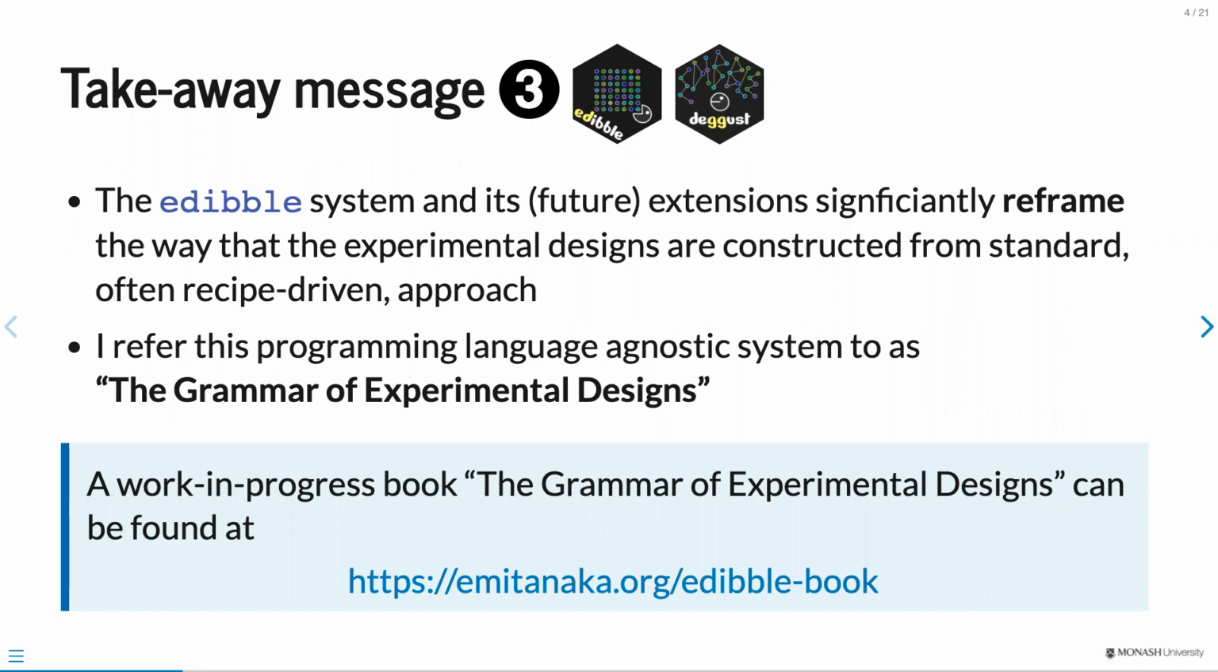So I am writing a book called The Grammar of Experimental Designs, and this is actually one of the only things that's public in terms of the writing. My other papers still just live on my Dropbox at the moment, but hopefully that will get submitted sometime this year. So if you want to see the work in progress book, you can look at the link emitanaka.org/editable-book. So those are the 3 takeaway messages.